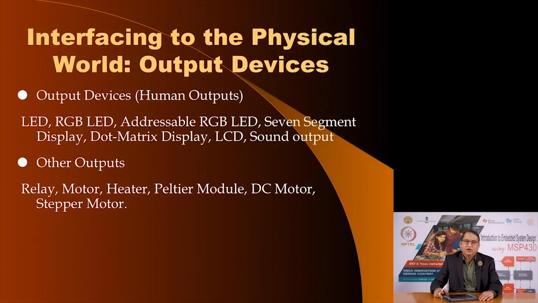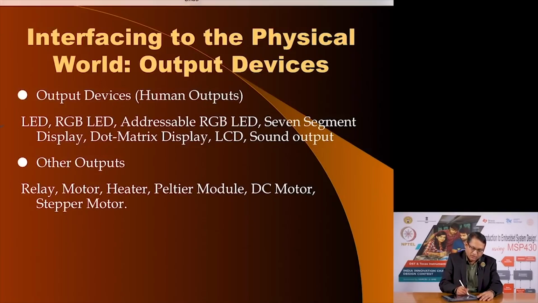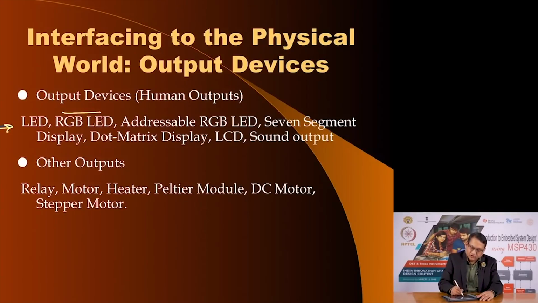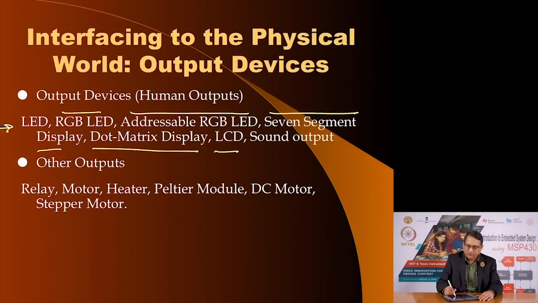Now, let us see how we can connect some output devices to our microcontroller system, and these would form the output box. There are multiple ways in which a microcontroller can interact with the outside world, through LEDs of various types. As we had listed in that block, you have normal LEDs, RGB LEDs, addressable RGB LEDs, 7 segment displays, dot matrix displays, LCD, and sound output.